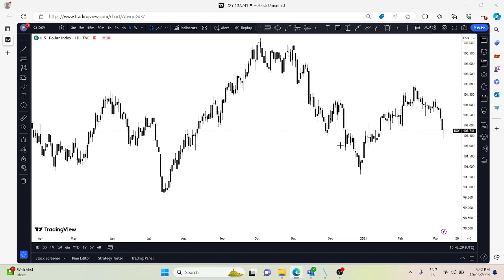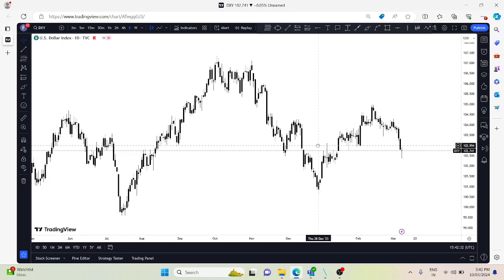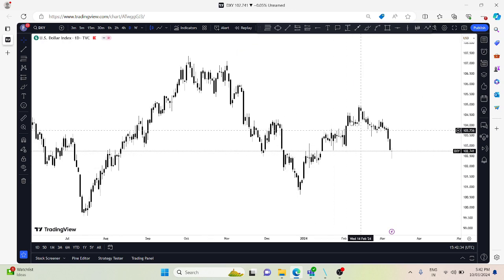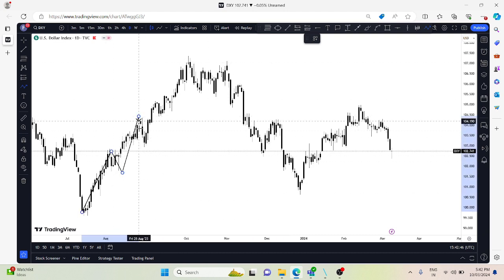So basically, at this point, I'm just going to be doing a quick analysis on the DXY. Firstly, one thing that I do when I open my chart is to check market structure. As you can see, the price has been going up and down, up and down, creating lower lows and lower highs. But now we're going to be focusing on the current market price.